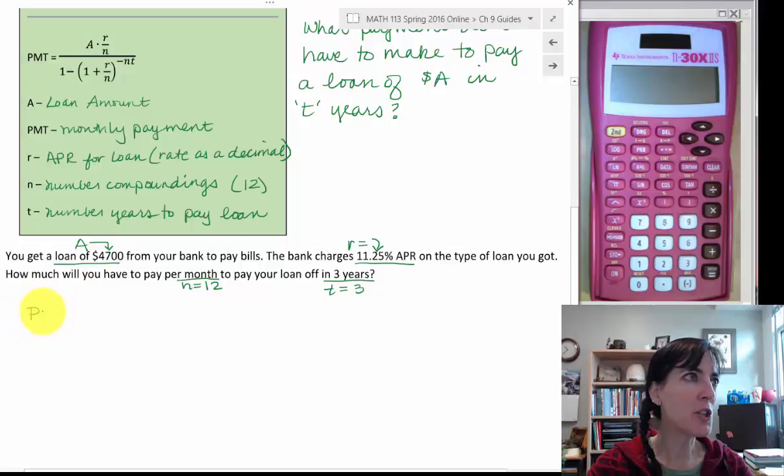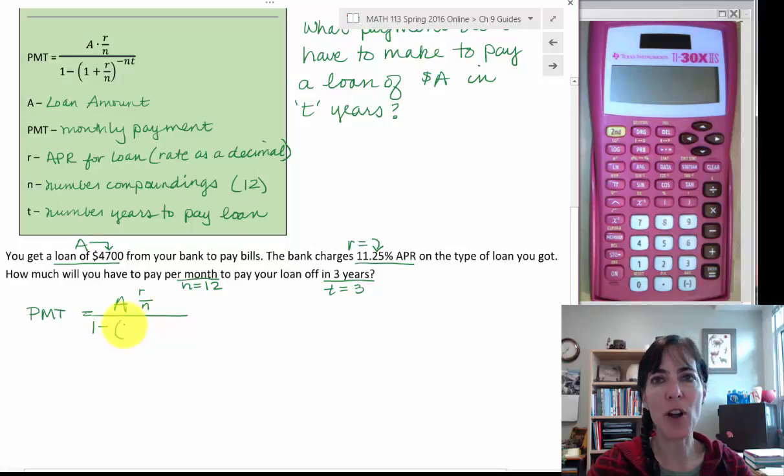And then let's just write out the PMT equals, we have A times R over N all over 1 minus, and then this is from our compound interest formula here, the 1 plus R over N to the NT, but this one is to the negative NT power. So it's familiar but slightly different.